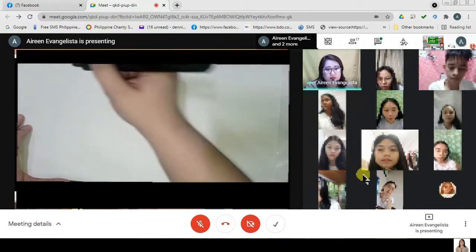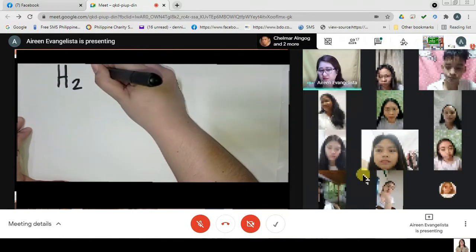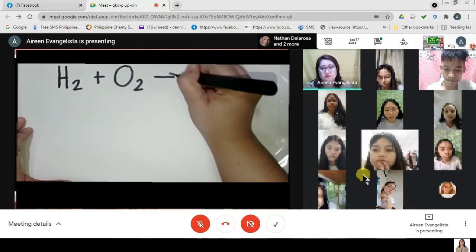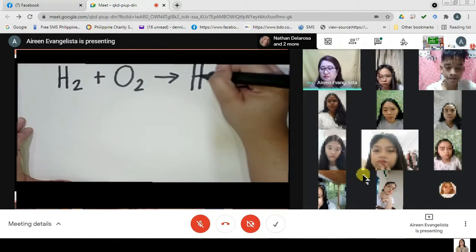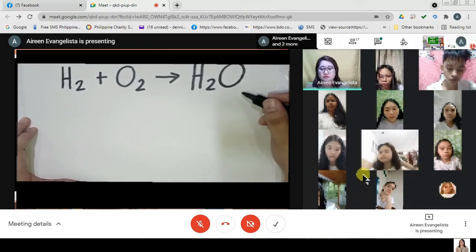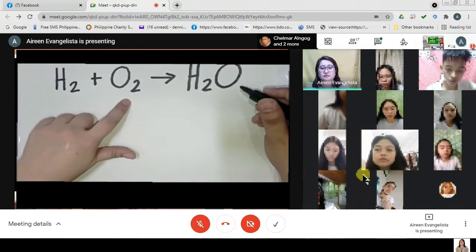Let's have an example. So let's have H2 plus O2 yields H2O. This is how water molecules form. It's because of the combination of hydrogen gas plus oxygen gas.